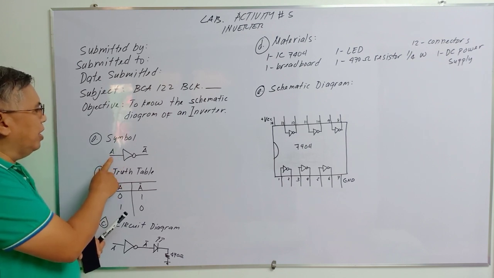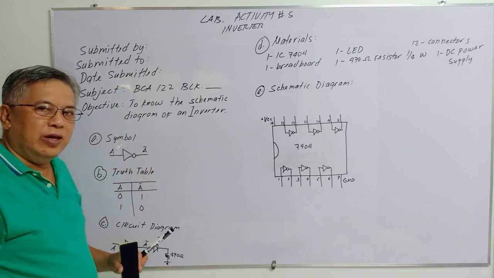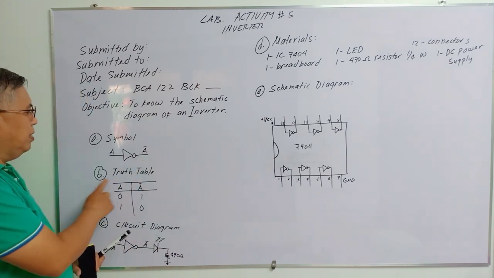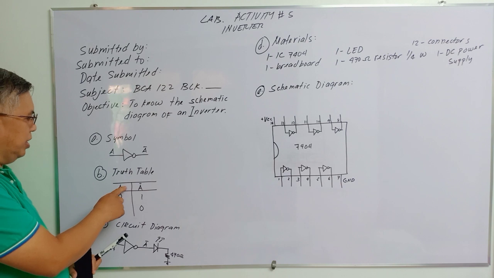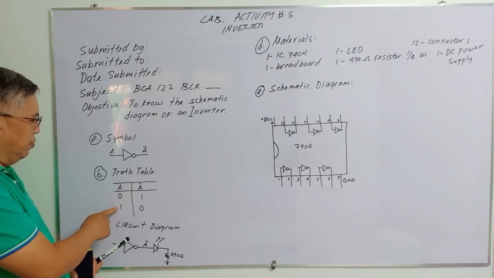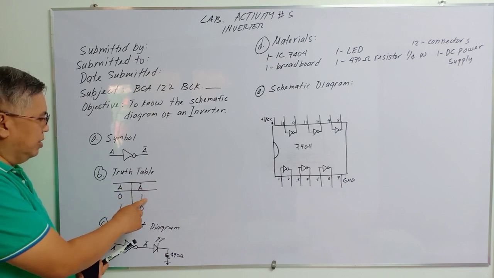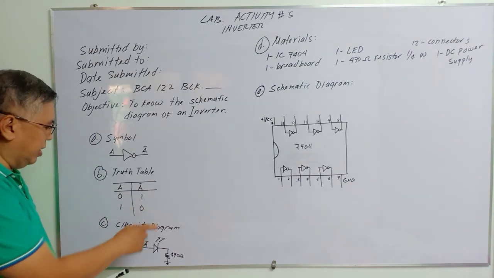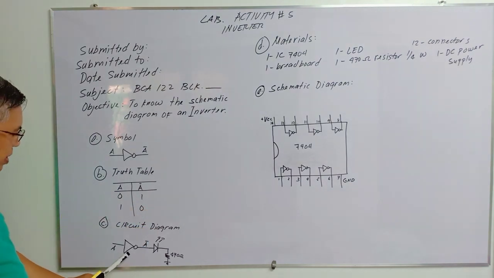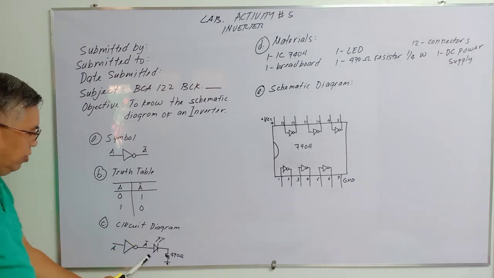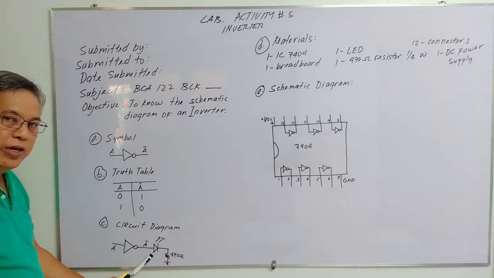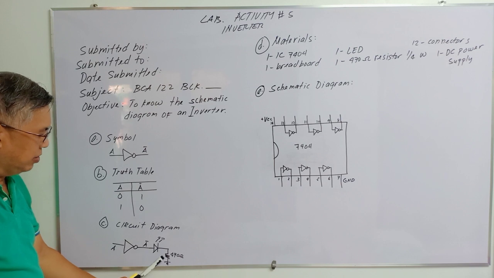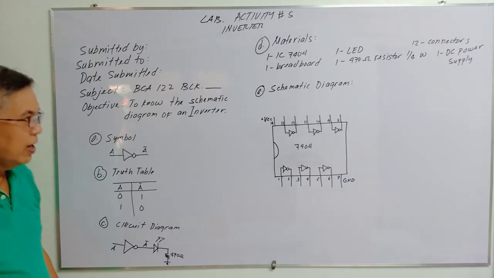You have an input A. The output is A complement. Then we have here the truth table. Input here is A. Input 0, 1. And A bar is 1, 0. Right? Then we have here the circuit diagram. We have the symbol connected to a light emitting diode, and then a resistor, a 470 ohm resistor. Then connected to the ground.